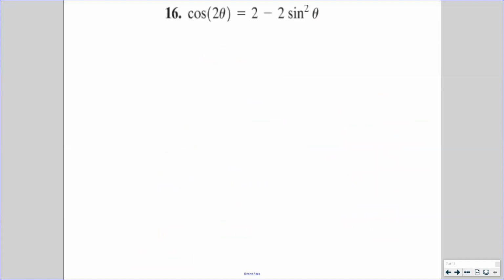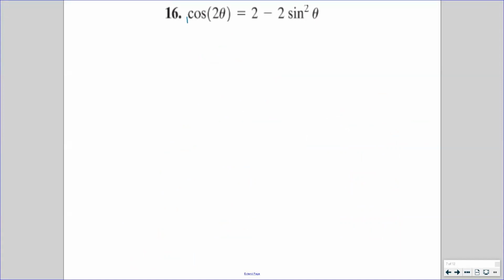So number 16 looks like this. We've got the cosine of 2 theta equal to 2 minus 2 sine squared theta. We've got to figure out what theta is. Again, we have a similar issue where we have cosine and we have sine. So let's see if we can get everything down to one single trig function, one common term, and then go from there.